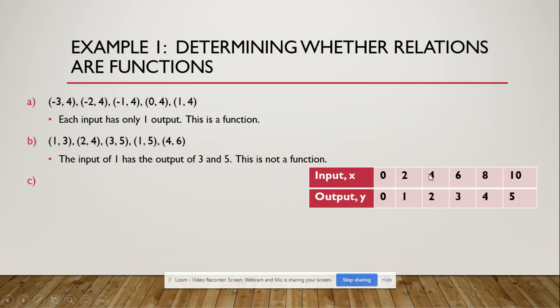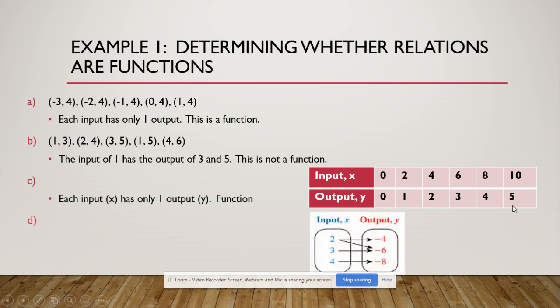All right, now we're going to move away from ordered pairs to a table. If the input was 0, the output is 0. If the input is 2, the output is 1. If the input is 4, the output is 2. Now, in every single situation here, we notice that for any number x, there's only one output that it's going to. So this is a function.